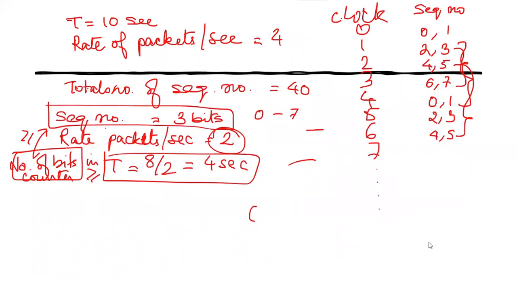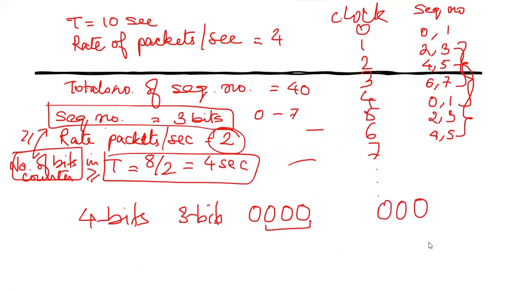Let's say the clock is 4 bits. Sequence number is 3 bits. So clock is 0, 0, 0, and here the initial sequence number is 0, 0, 0. So I'm using the lower order k bits. This is k bits, this is the sequence number, and this is the clock. So the last k bits I'm using as the initial sequence number.